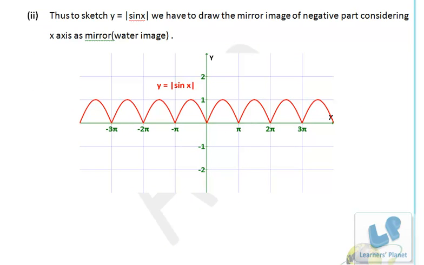Okay. Now you can see there is no negative part. That means below x-axis no part of the graph is there. That means y is always positive. Whether x is negative or positive, y will always be positive, right? So isn't it very simple?